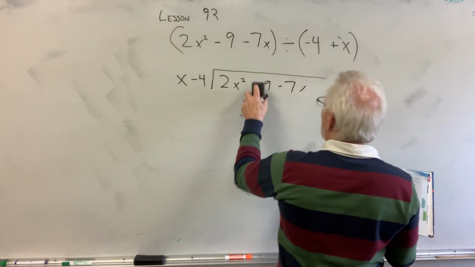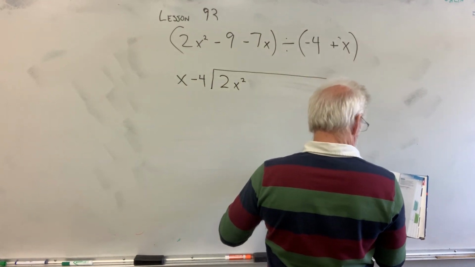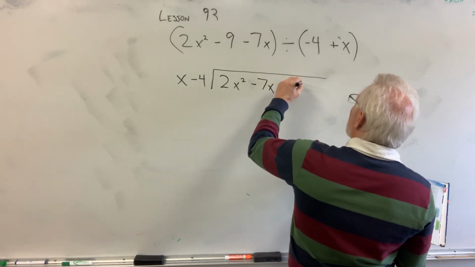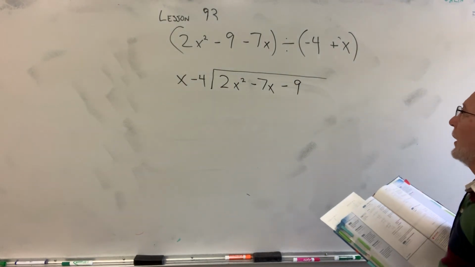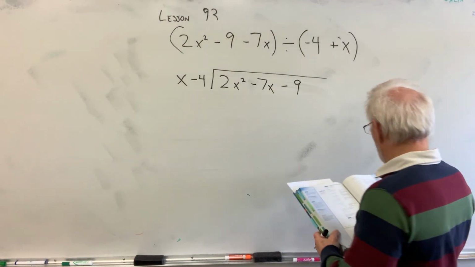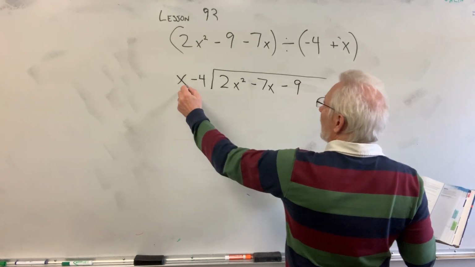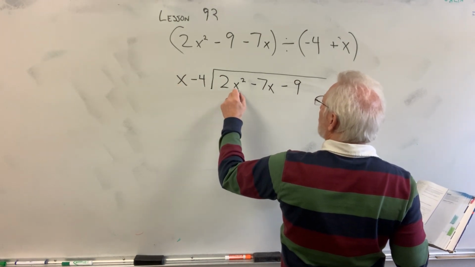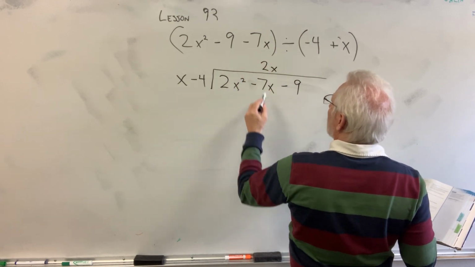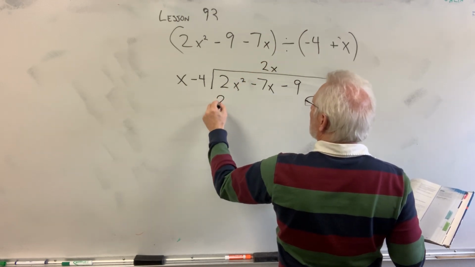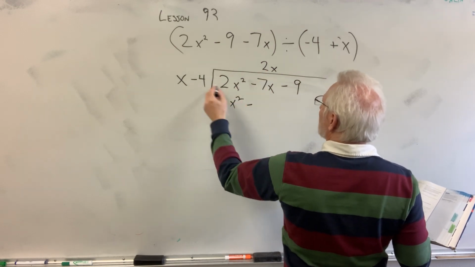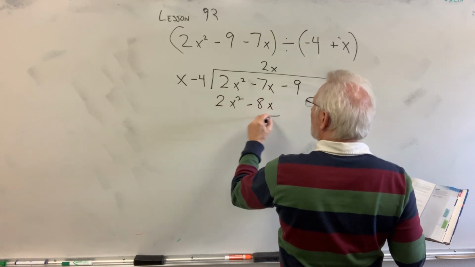And you know what we got to do there? We got to put that in the right order too. So we're going to get minus 7x minus 9. Everybody's in the right order. Now we get to do some multiplying. What times x will give you 2x squared? Well, correct answer is 2x. So 2x times x is going to give me 2x squared. 2x times negative 4 is going to give me negative 8x.